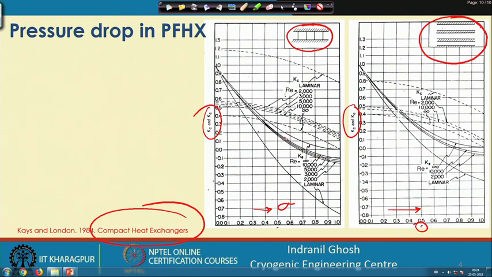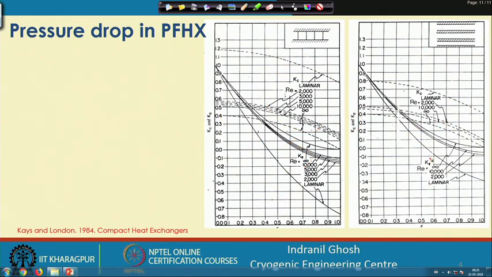We can see that this whole bunch is for Ke, the exit effect, and these other dotted lines take account of the contraction coefficient of a certain contraction. Similarly, on this side we have the certain contraction, and this is for the Ke. As you can see, we also have the coefficients as a function of Re. For different Re values, we have different Ke and Kc.